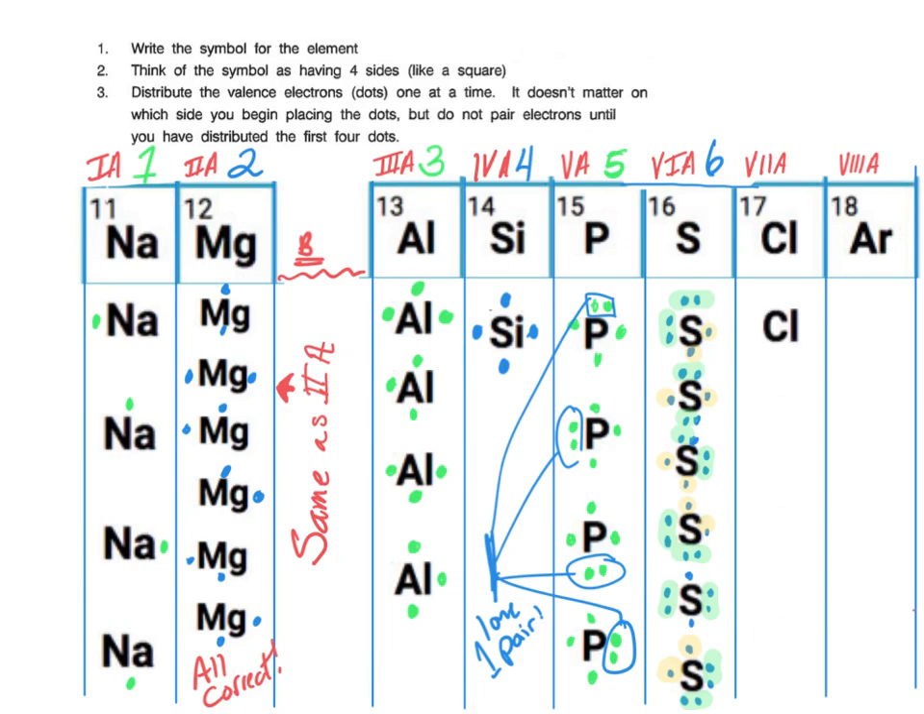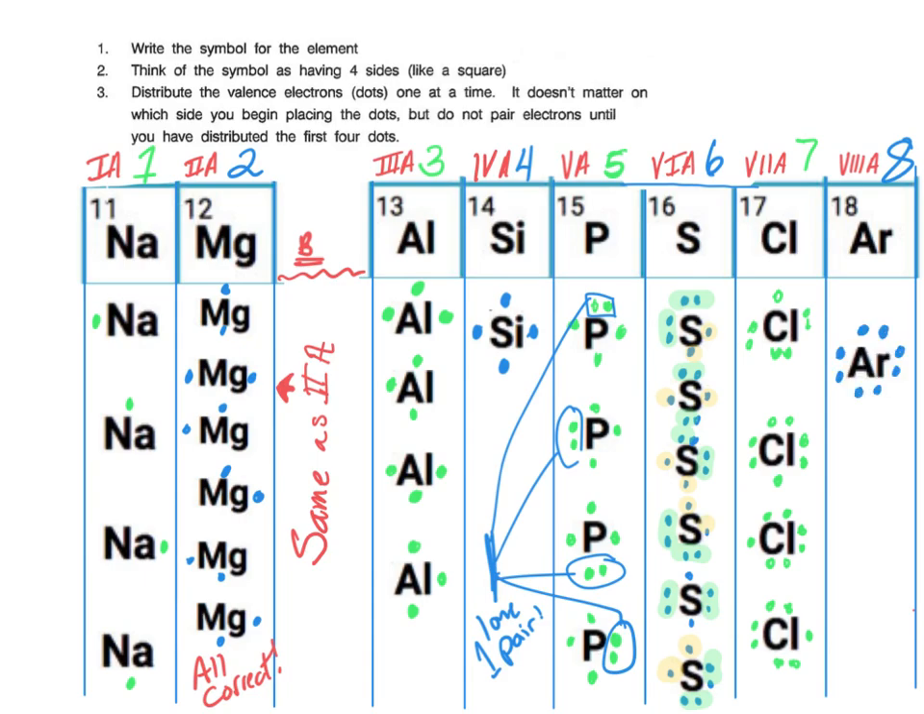And then we go to chlorine. It is group 7A, so there's 7 dots, 1, 2, 3, 4, 5, 6, 7. And again, we have different versions where we have the single electron on either the top, the bottom, the left, or the right. It doesn't matter. And then we have argon, which is group 8A, which has 8 dots. So all of the sides are filled, and again, we don't have a choice. There's only one way to write the noble gases.